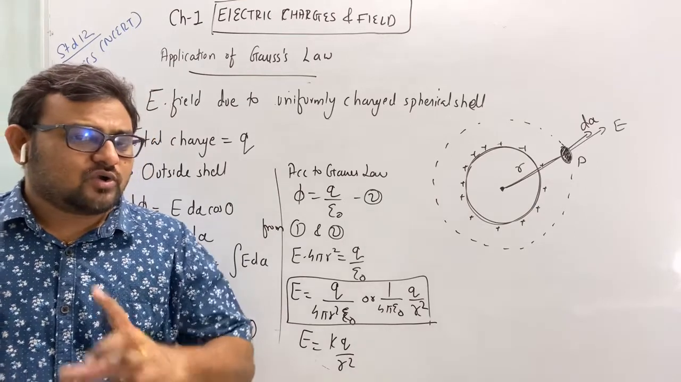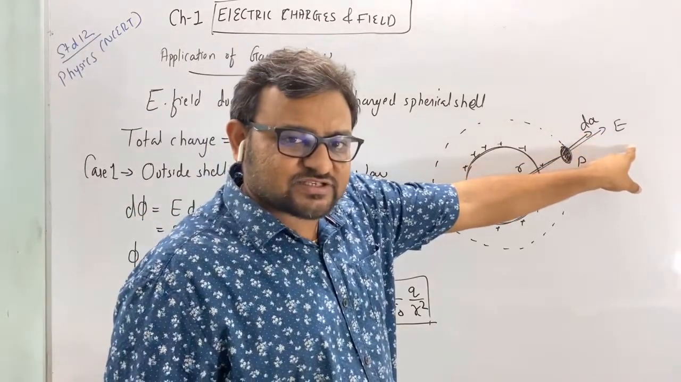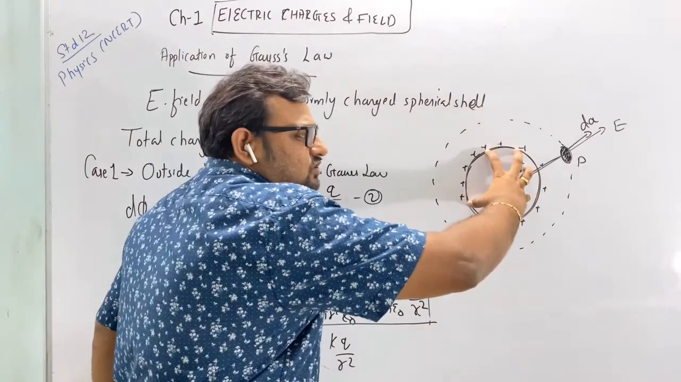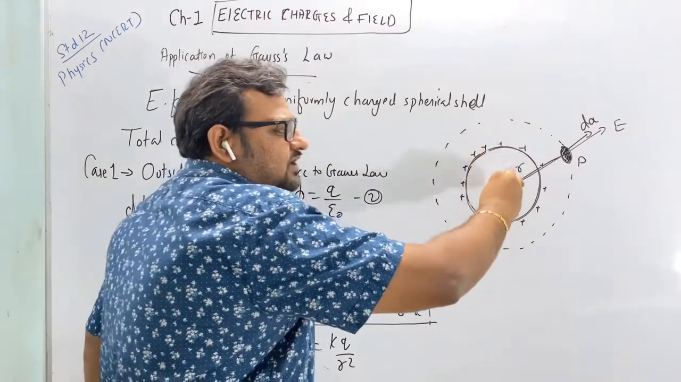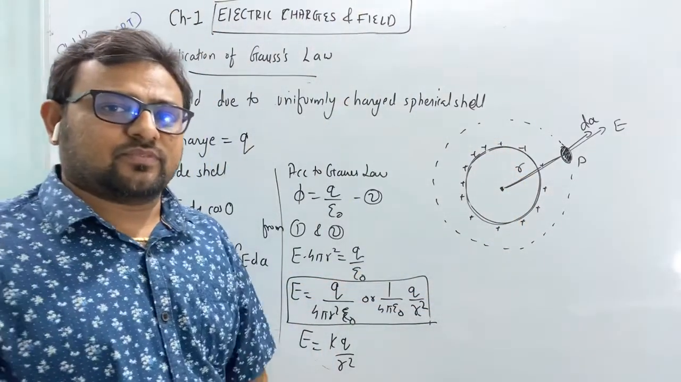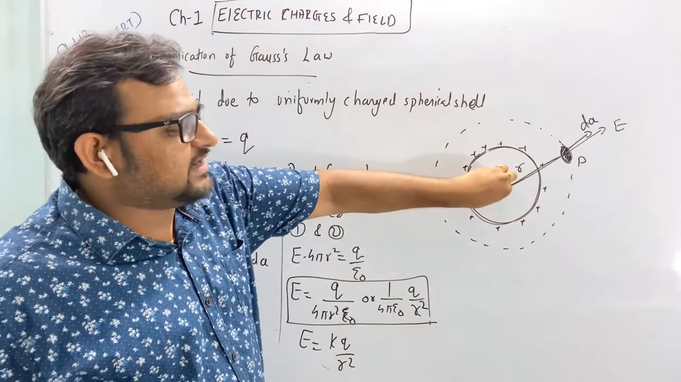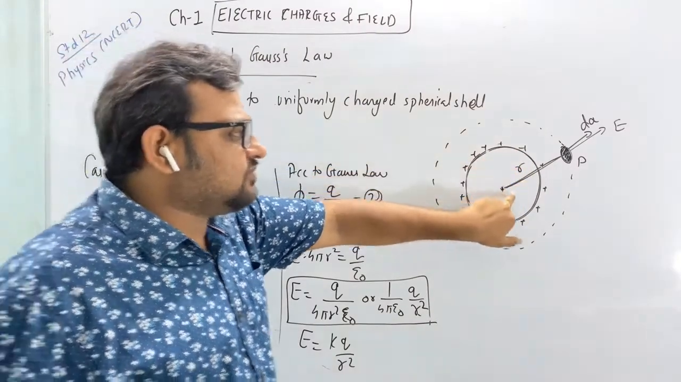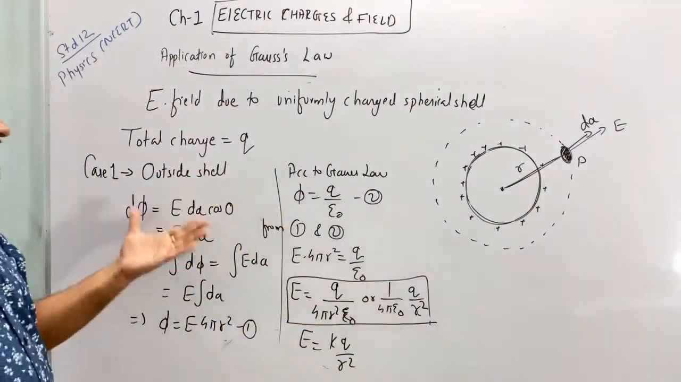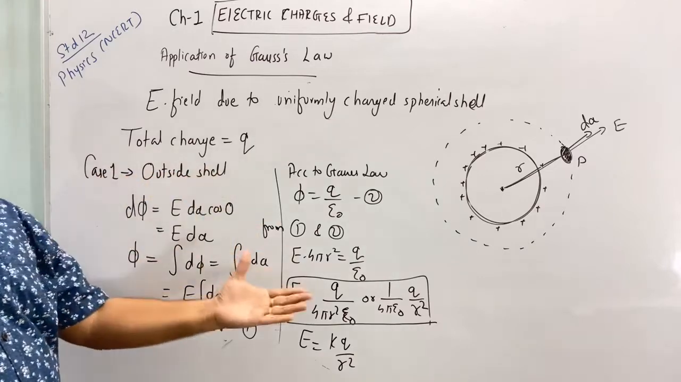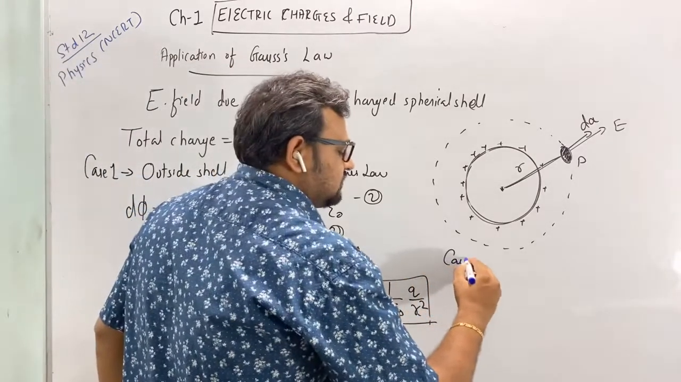So we can consider that when we are taking a point outside the spherical shell, all the charges on the surface of the spherical shell are considered to be accumulated at the center. Means we can assume the whole charge is at the center, and the distance is calculated from the center to that point. So this was case 1: when the point is outside the shell, it is kq by r square, or 1 by 4 pi epsilon 0 q by r square.